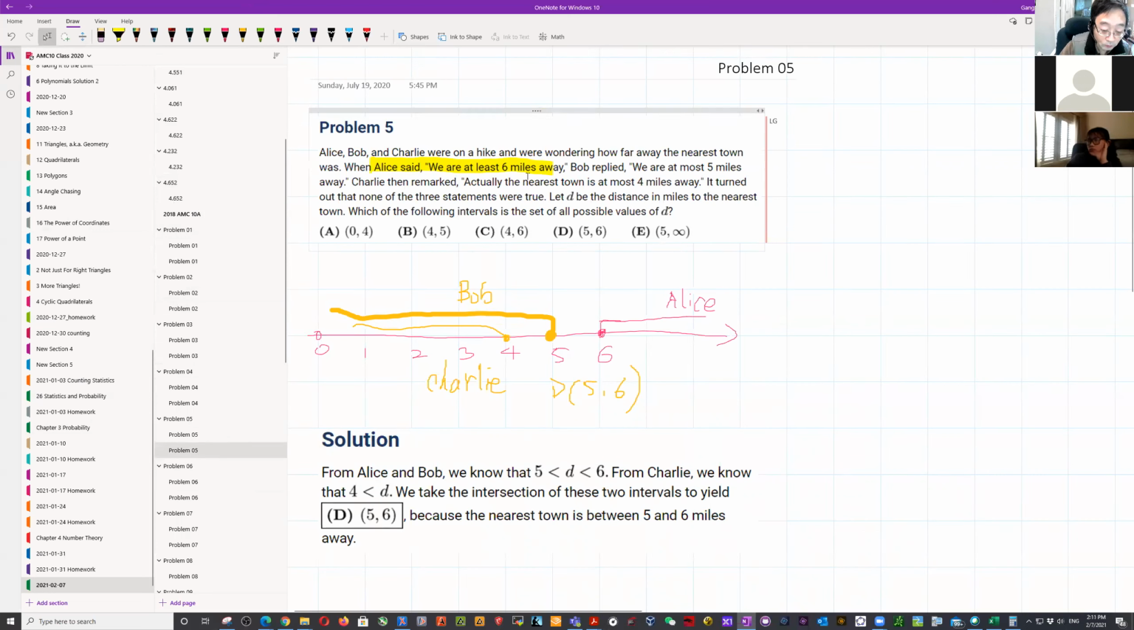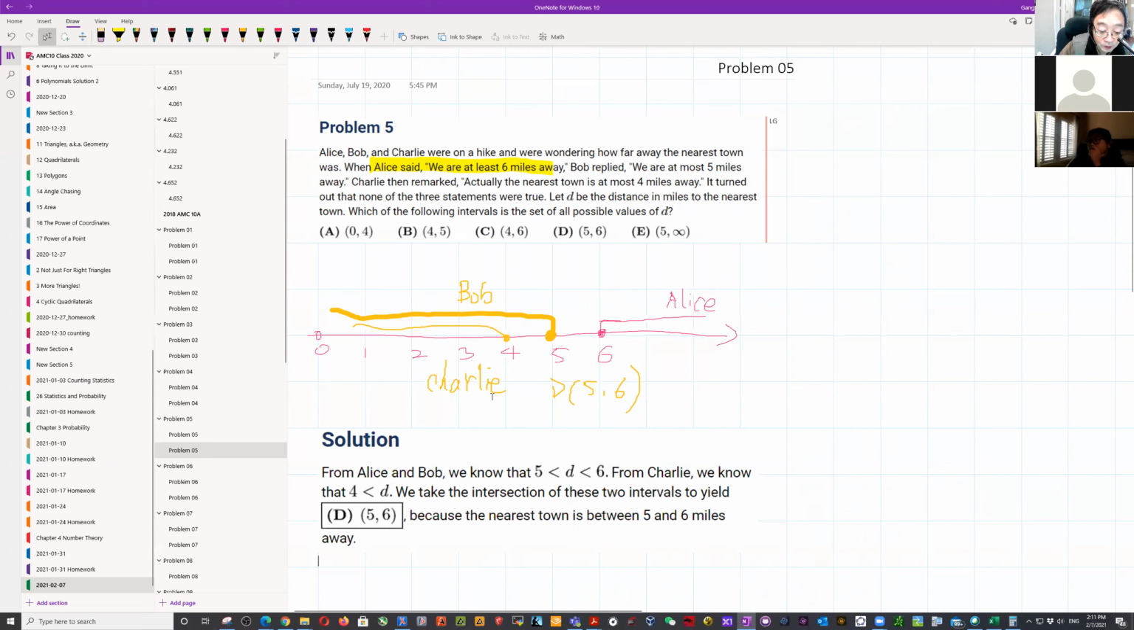So basically, this problem, if you really map everything word by word, Alice says we are at least 6 miles away. So if this is the distance to the nearest town, the range of the data Alice was claiming is 6 and more, including the 6. And then Bob is 5 or less, including 5.